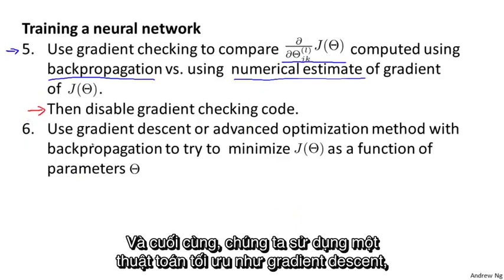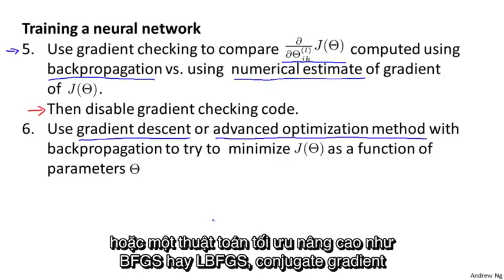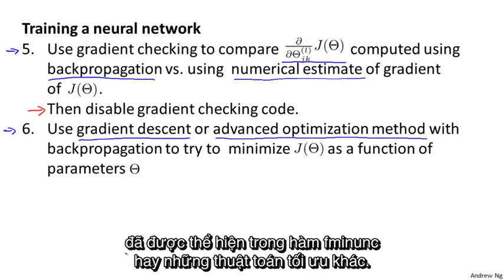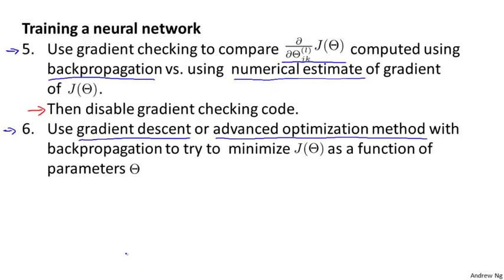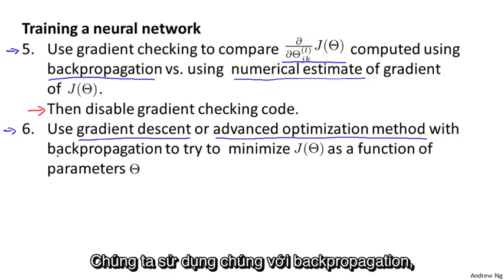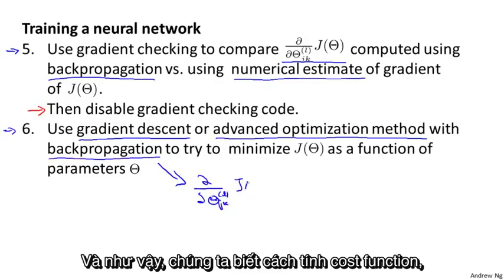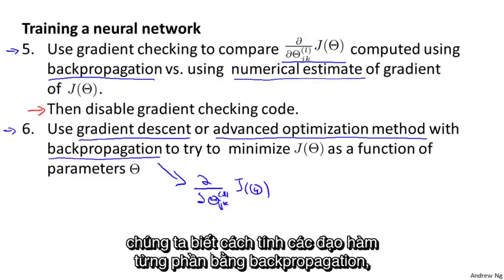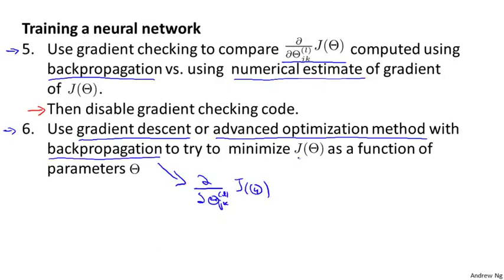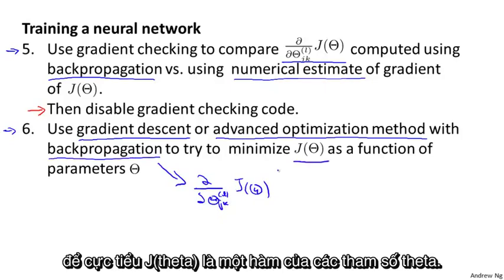And finally, we then use an optimization algorithm such as gradient descent or one of the advanced optimization methods such as LBFGS, conjugate gradient, as embodied in fminunc or other optimization methods. We use these together with backpropagation. Backpropagation is the thing that computes these partial derivatives for us. So we know how to compute the cost function, and we know how to compute the partial derivatives using backpropagation. So we can use one of these optimization methods to try to minimize J of theta as a function of the parameters theta.